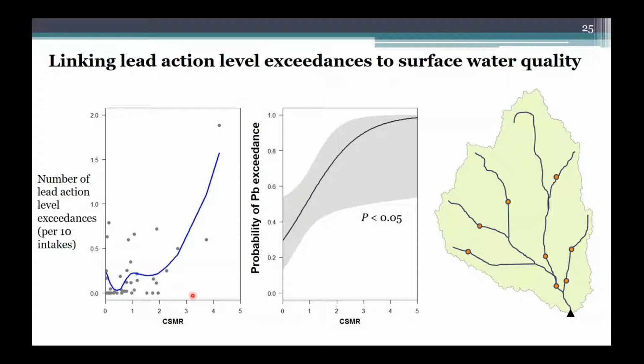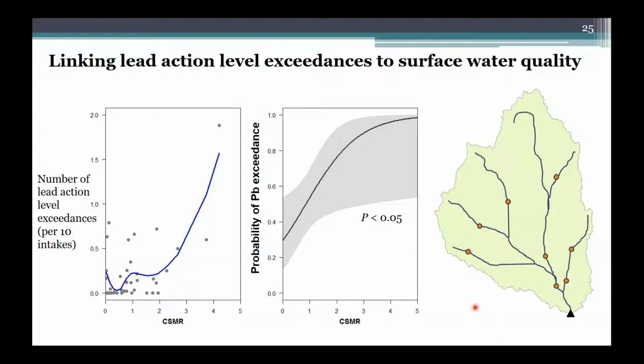And one of the things that makes this kind of analysis difficult is the large number of basins that didn't have any observed violations of the drinking water Lead and Copper Rule, okay? So a high number of non-detects like this required us to use something a little bit different. And so instead what we did was a logistic regression that asked what the probability was of finding an exceedance in the basin given a different chloride to sulfate mass ratio. And in that case, we found a very strongly significant, although highly variable, relationship between the probability of finding an exceedance and the chloride to sulfate mass ratio, okay?